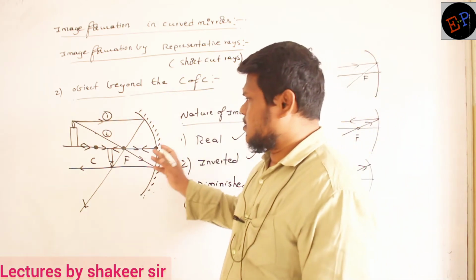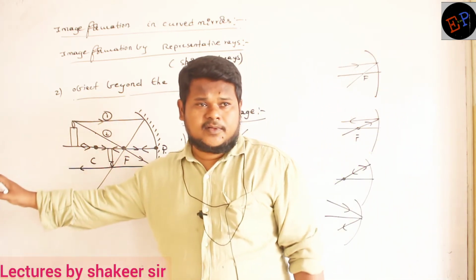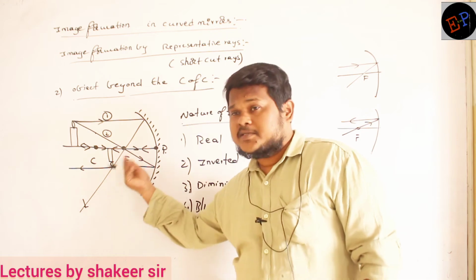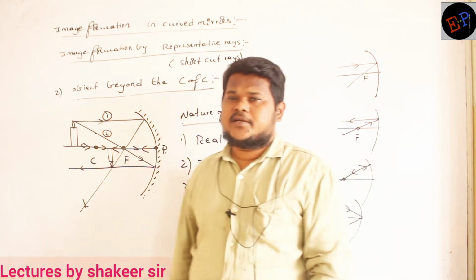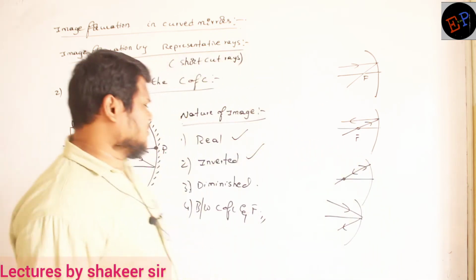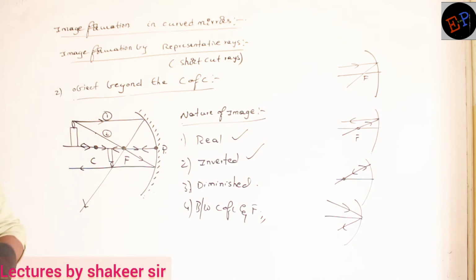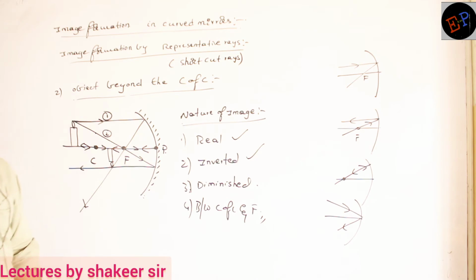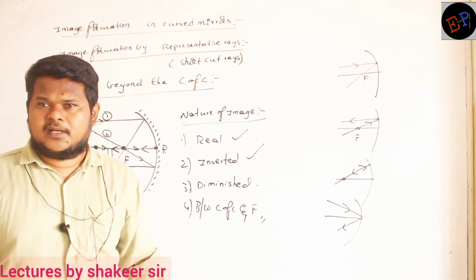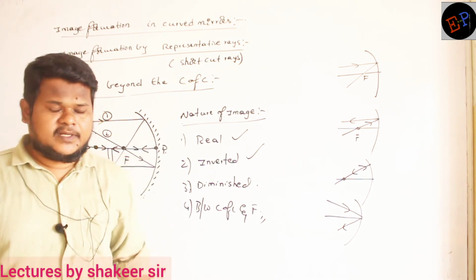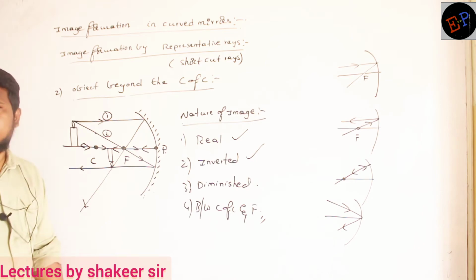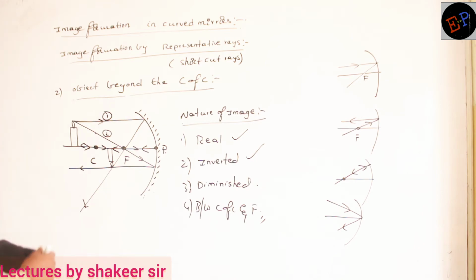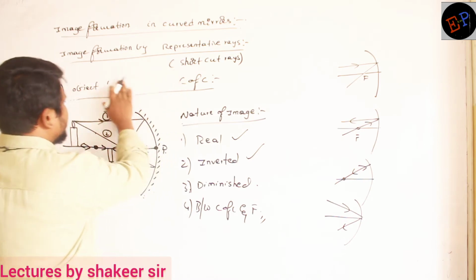So object center of curvature ni daati undanukondi. Center of curvature ki focus ki madhyalo image ni create chestundi. Okay? And can you take this image on a paper? Paper akkada pettinamante paper paina dani image padutundi. Because it is a real image. Real image, no, ma? Definitely you can take it on a paper. Clear? Paper means screen. You can take it on a screen. Clear?